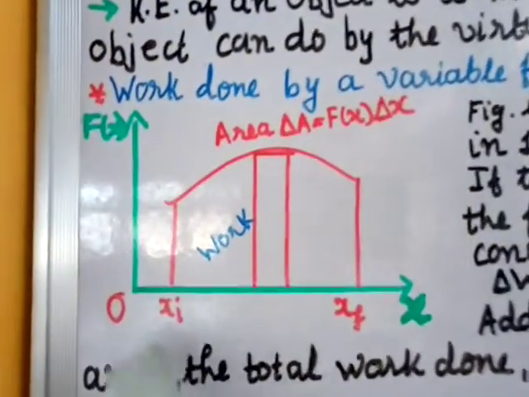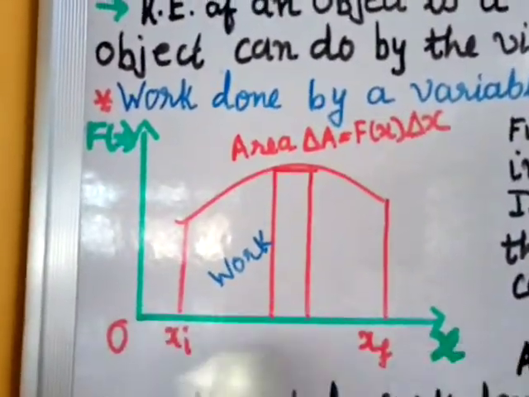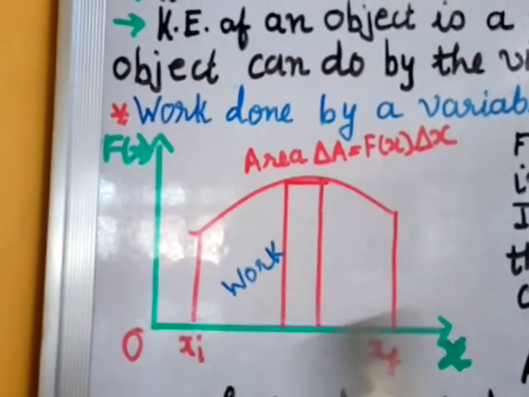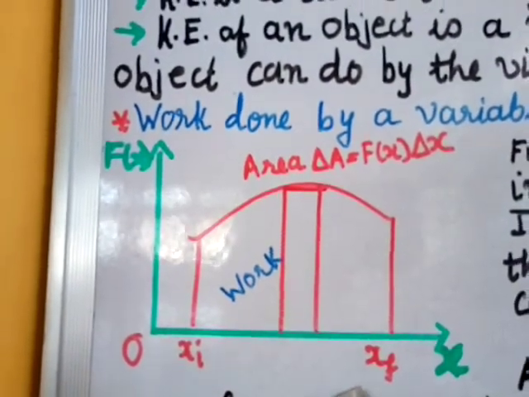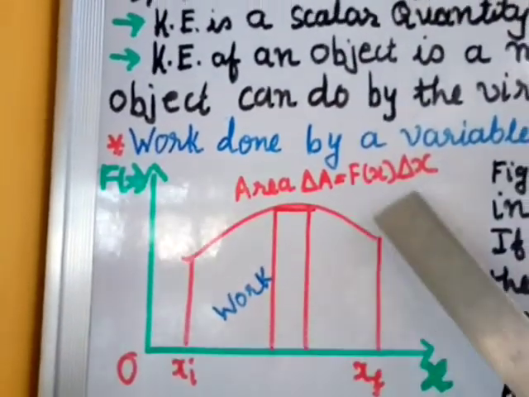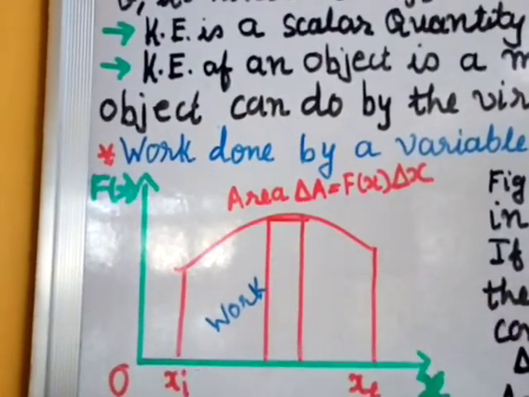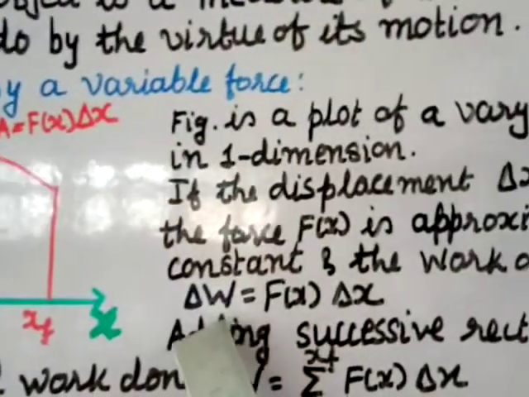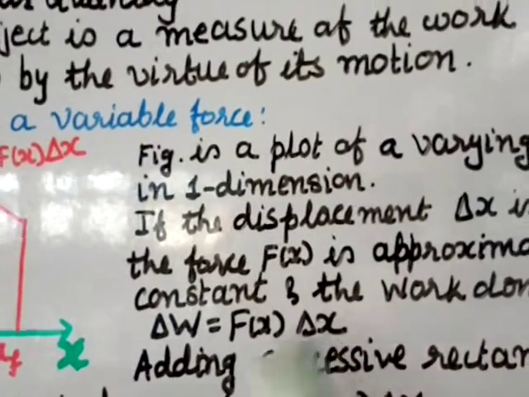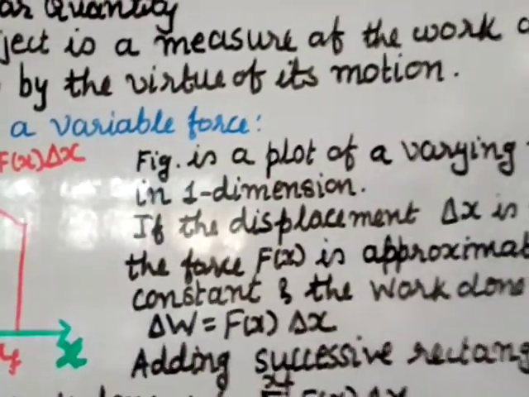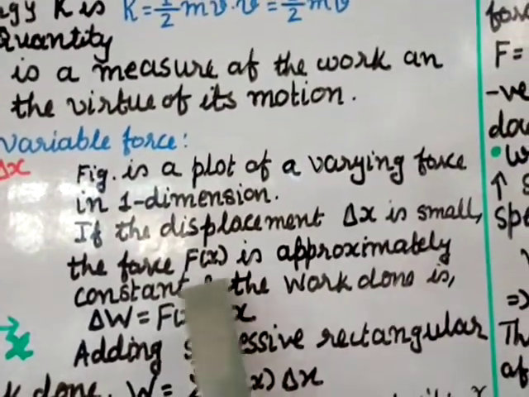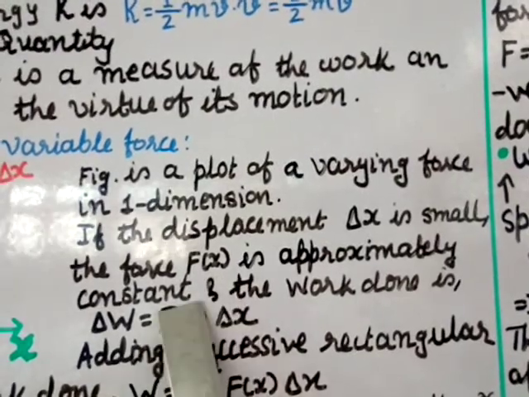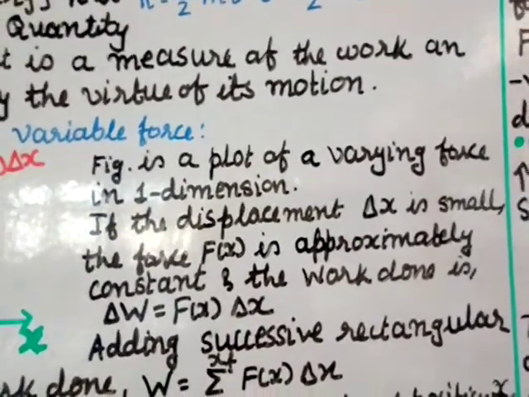Now this is the displacement axis and this is force. This is the initial position and the final position. Suppose the displacement delta x is very small, then the work done will be given by delta W equal to f of x delta x. When you are considering the displacement very small, we consider the force to be constant.